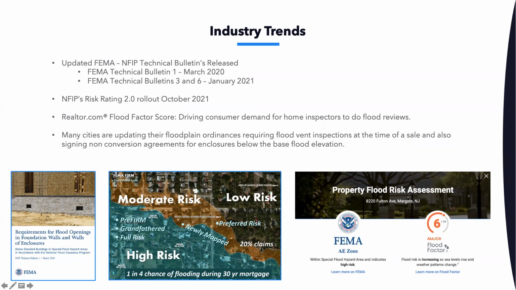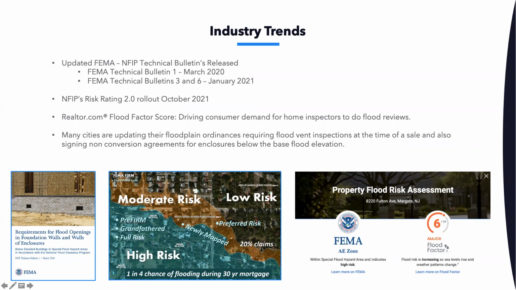Now, the National Flood Insurance Program recently rolled out FEMA's Risk Rating 2.0. This came about just this past October. Okay, it's brand spanking new, and we're going to get into that in just a couple slides. As I mentioned earlier, we also have Realtor.com's Flood Factor. We're going to get into that in just a couple slides as well.